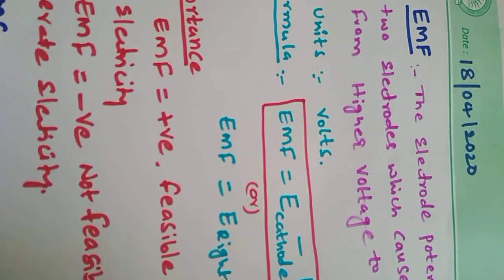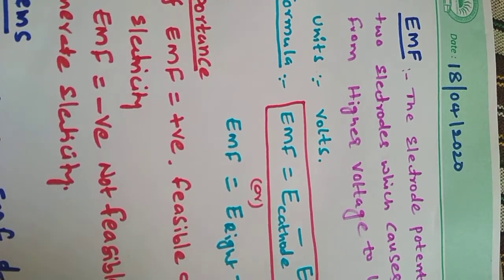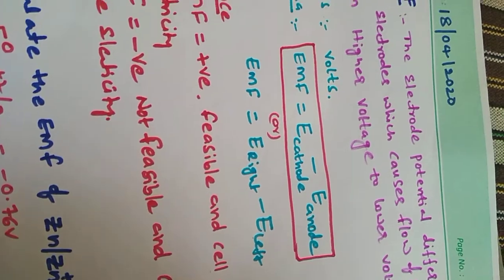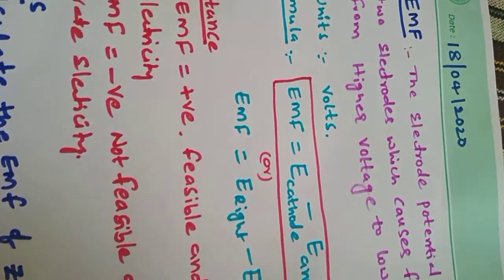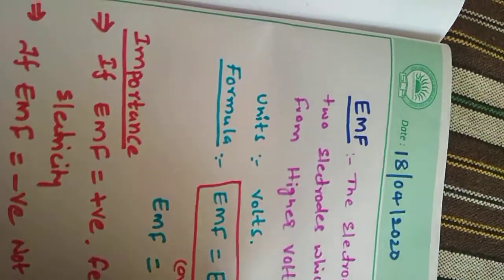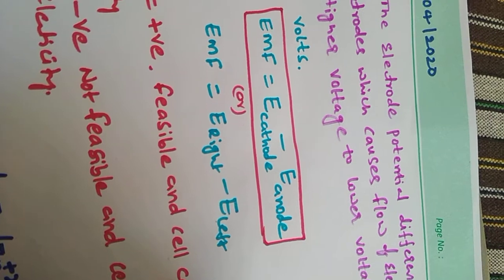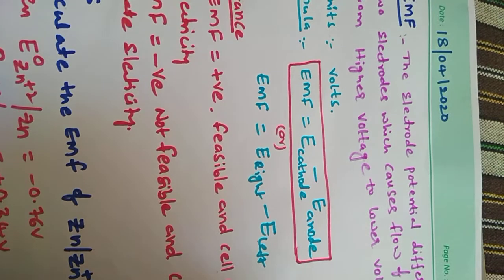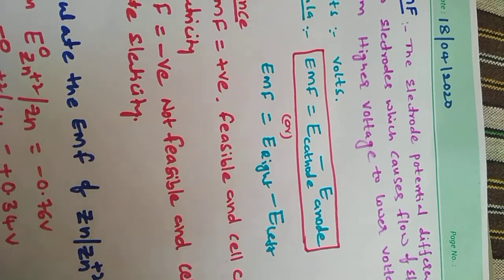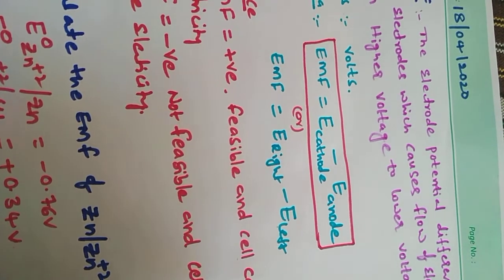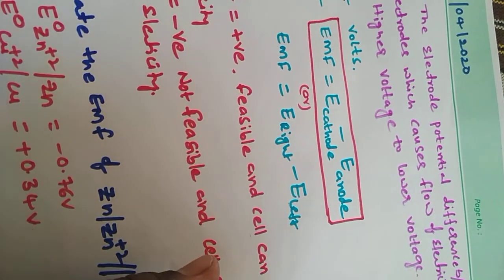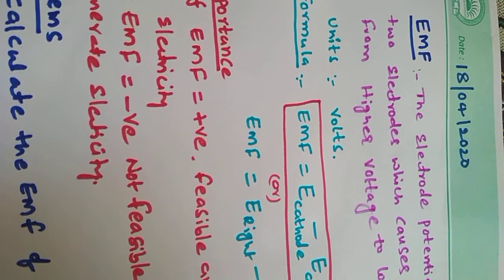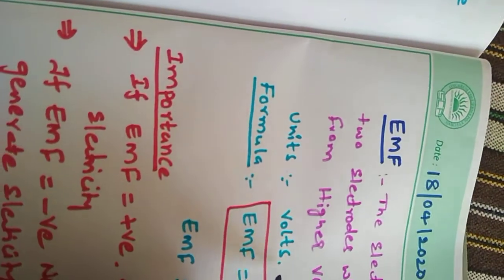So what is the definition of EMF? The definition of EMF is the electrode potential difference between two electrodes which causes the flow of electricity from higher voltage to lower voltage. In every cell we have two electrodes, the anode and cathode. The standard electrode potential difference between the two electrodes which causes the flow of electricity from higher voltage to lower voltage is called EMF, and the unit of EMF is volts.